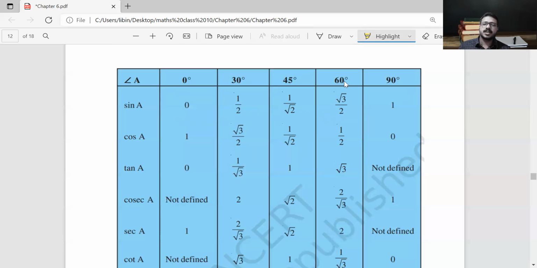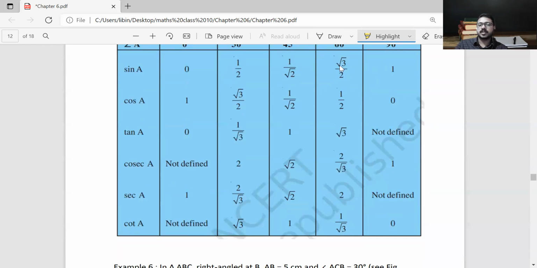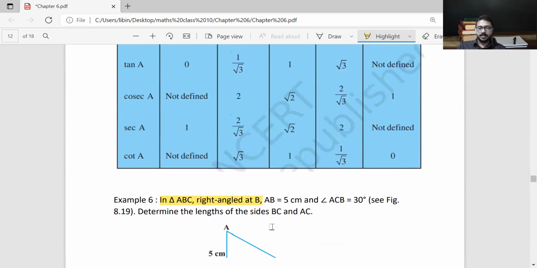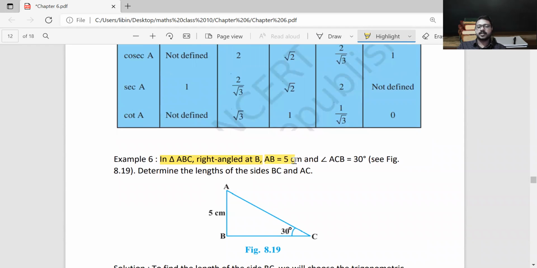Otherwise you have to think. Actually by solving many examples, you will automatically learn the values by heart. If it is clear, we can go to our example 6. In triangle ABC, which is right angled at B, see this triangle, AB is equal to 5 centimeter and angle ACB is equal to 30 degree. Determine the lengths of sides BC and AC.